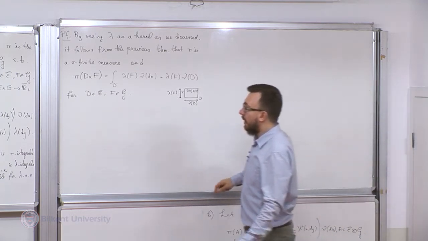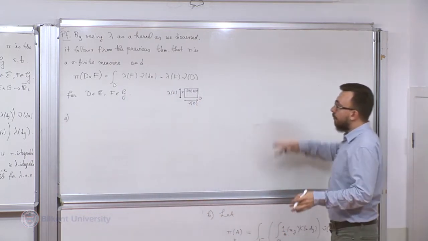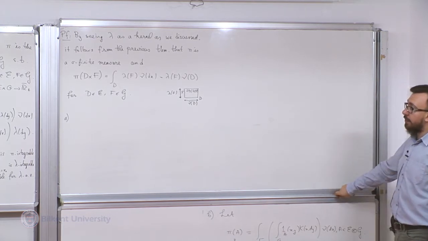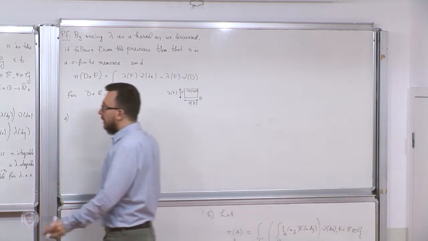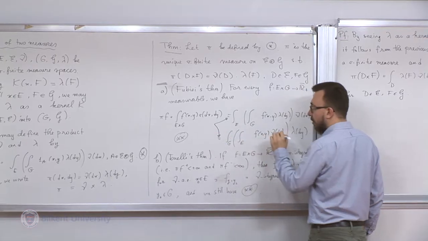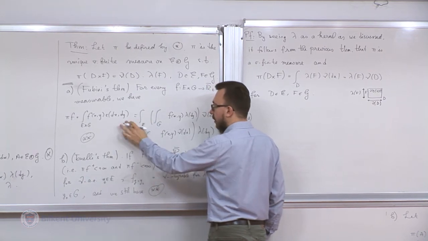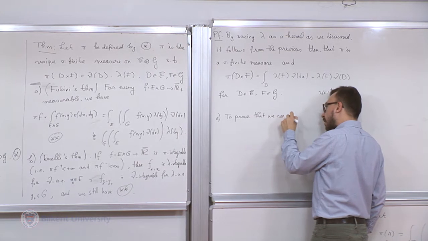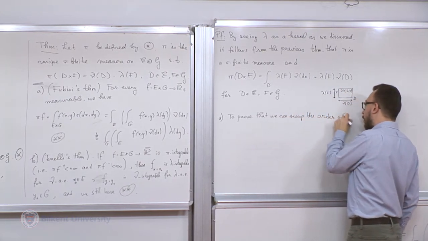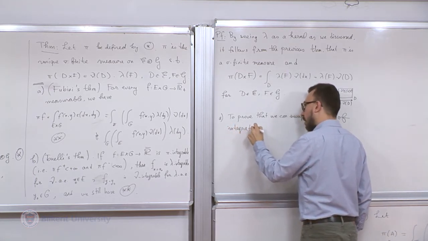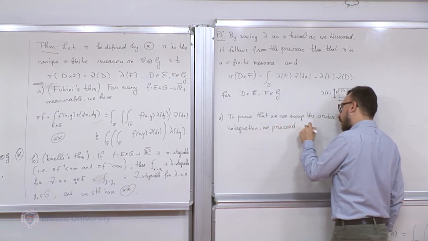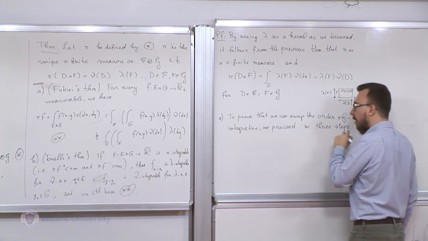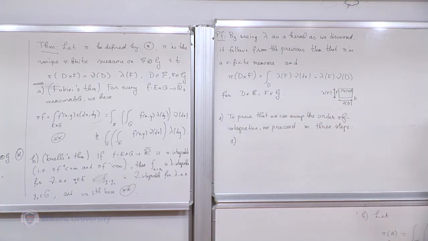Well, let's show Fubini's theorem. This needs a proof. Up to now, everything was a corollary to the previous theorem, but now we really have to prove something: that we can swap the order of integration, this equality. To prove that, we proceed in three steps. This is a theorem that holds for every positive measurable function. So in the first place, you would want to prove it for what kind of functions?